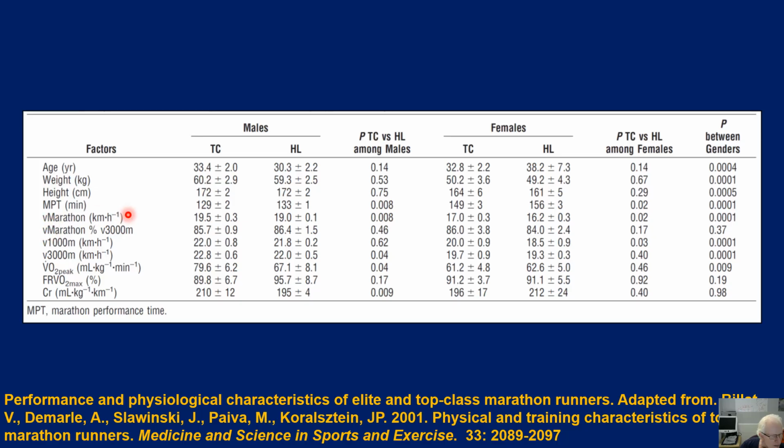So you can see here, this is the marathon time in these guys. There's not an enormous difference in the kilometers per hour between these two groups. And then these are their velocities at different race distances and VO2 max, and then what they call the fractional utilization. So this is the percentage of VO2 max which they can operate at. And then the cost of running is their measure of economy. And notice the units are slightly different. The units here are being expressed as mils per kilogram per kilometre.